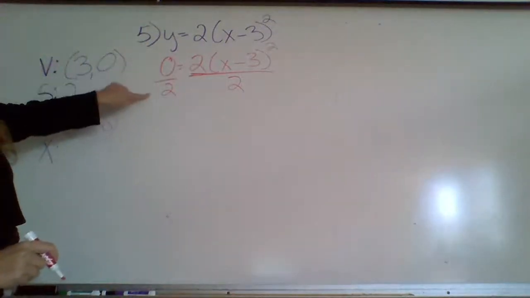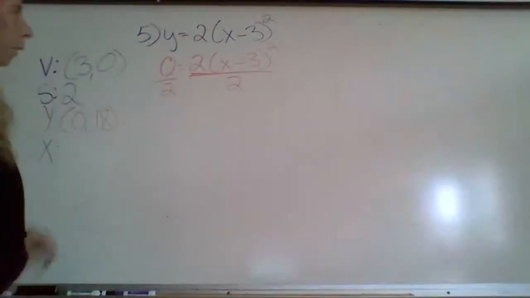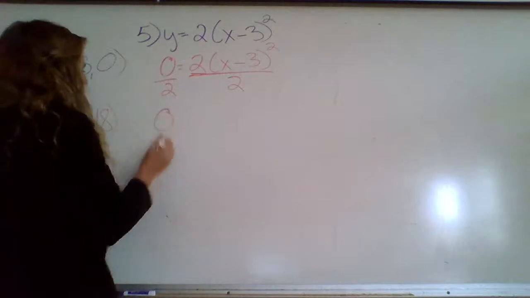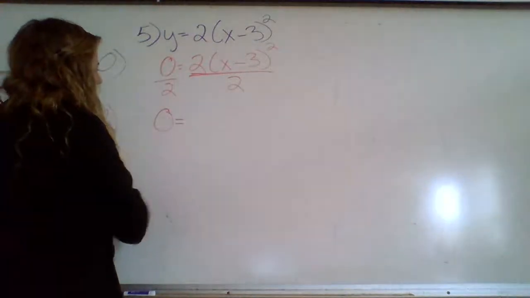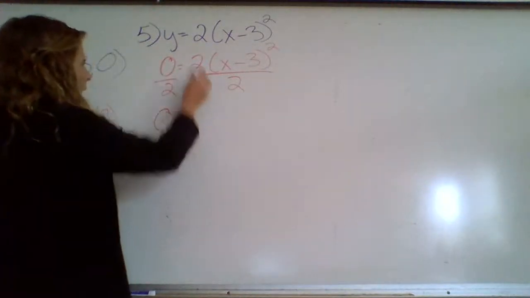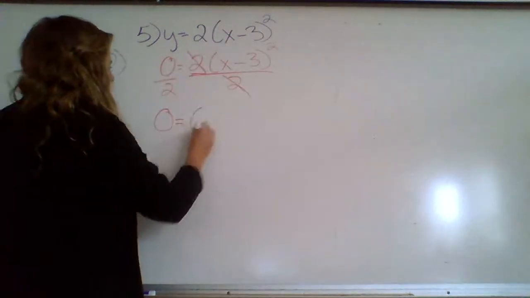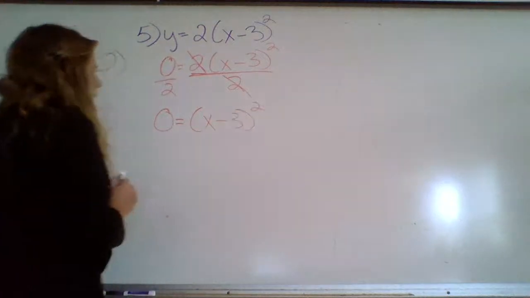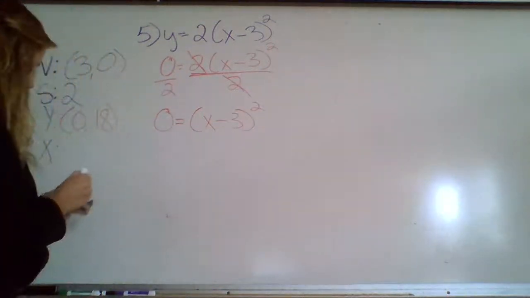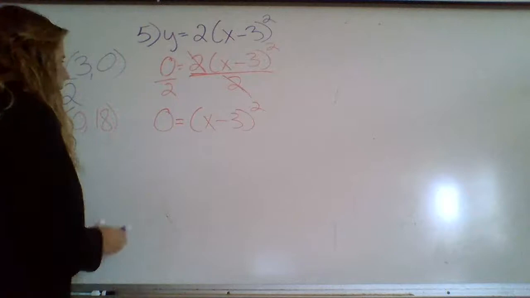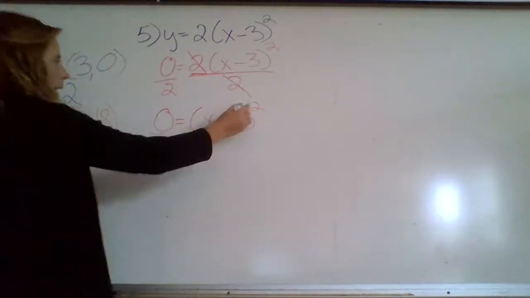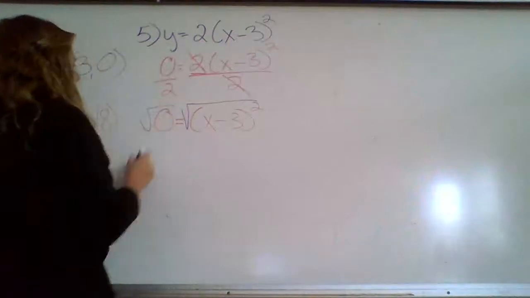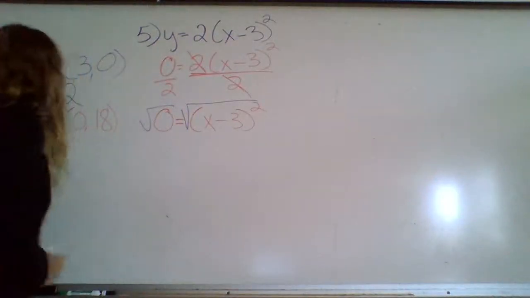0, this probably looks weird because people don't usually write it out, but 0 divided by 2 is just 0. 0 divided by anything is 0. And then over here, your 2's cancel. So you're left with x minus 3 squared. Right? Then you have to get rid of this. So take the square root of both sides. The square root of 0.